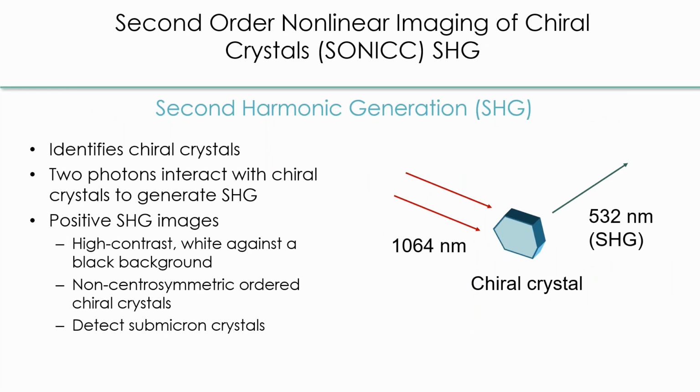Sonic also gives us second harmonic generation, which is something that will identify chiral crystals. These 2 photons, which are from the same laser source as the UV TPF, generate a second harmonic generation signal. Positive signals here are high contrast and white against a black background. They will detect most space groups. And what's really great about this is that they can detect submicron crystals or nanocrystals, which are very helpful for things like X-ray free electron lasers.